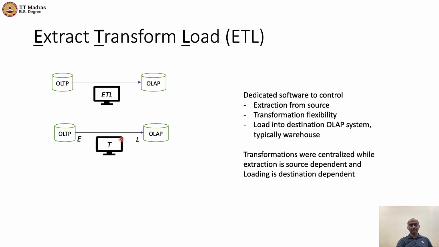Now, the transformations that happen in the classical definition of ETL happen in this machine. And like I said, the data just flows through, gets transformed, flows back. So, in a sense, the transformations are getting centralized. And as a result, this has some advantages and disadvantages. We will take a look at some of the disadvantages later on.